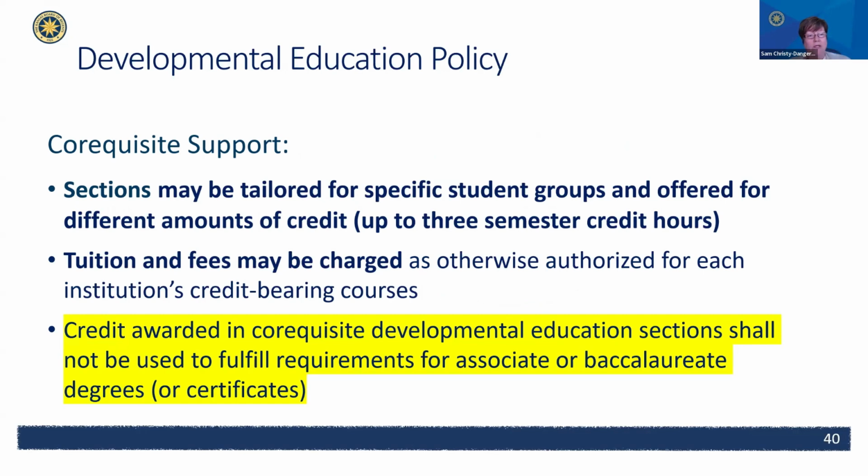So the next piece I want to share is that tuition and fees can be charged as otherwise authorized for each institution's credit-bearing courses, and credit awarded in co-requisite developmental education sections shall not be used to fulfill requirements for associate or baccalaureate degrees or certificates. So again, just like that prerequisite developmental section, you cannot use credit in co-requisite developmental education to apply toward requirements for associate or baccalaureate degrees or certificates.